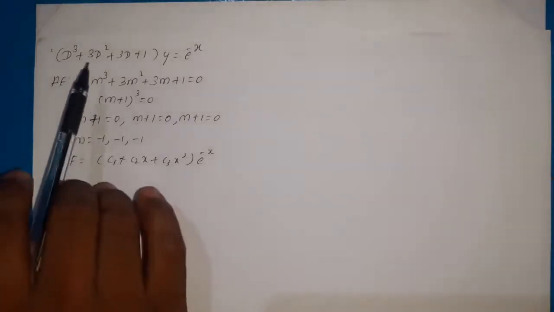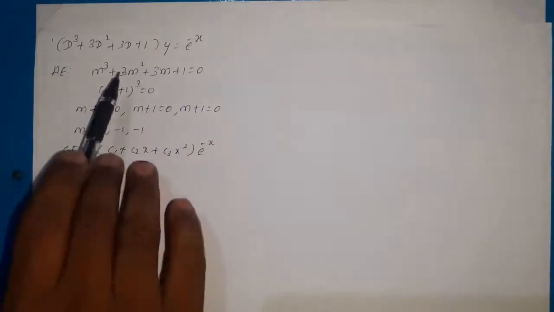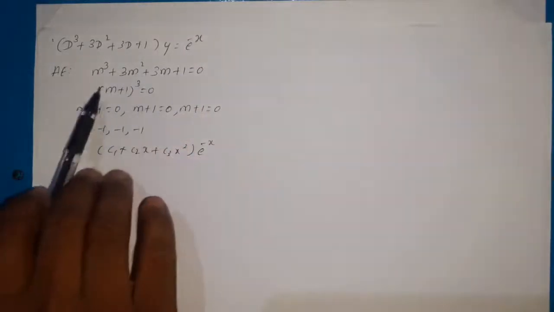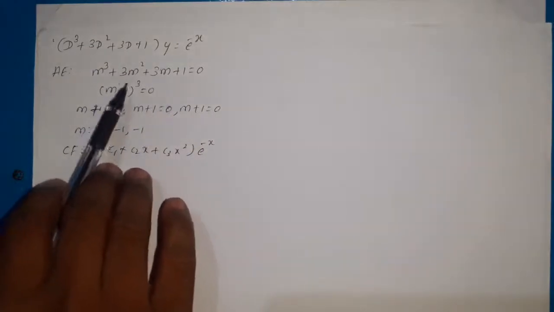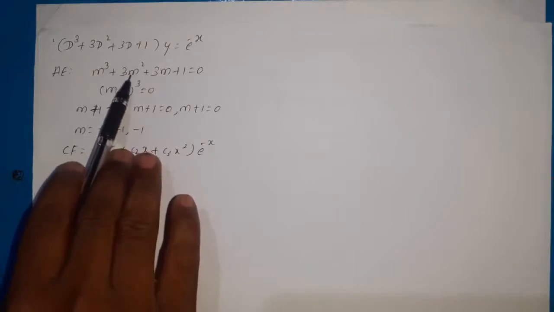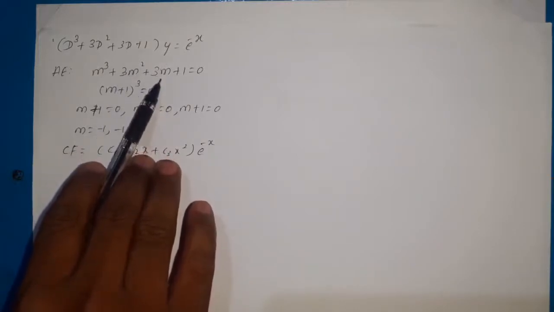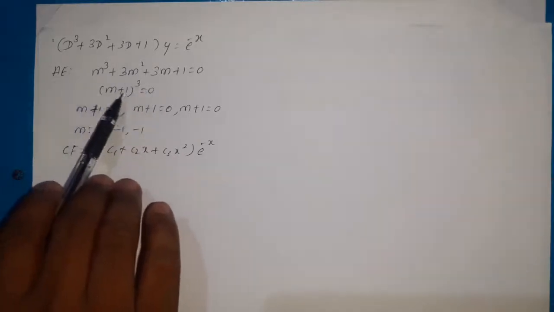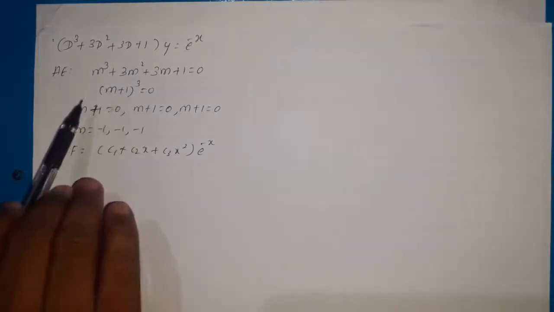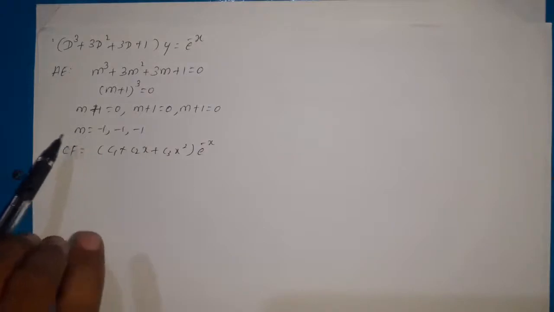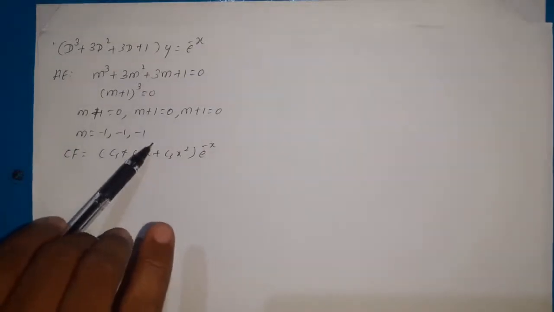Here the auxiliary equation is m cube plus 3m square plus 3m plus 1 equal to 0, and this is similar to (a plus b) whole cube, that is a cube plus 3a square b plus 3ab square plus b cube, then it is (m plus 1) whole cube equal to 0. Means here we have three same factors, m plus 1, m plus 1 and m plus 1. Therefore there will be three roots. The roots of the equation are minus 1, minus 1, minus 1.